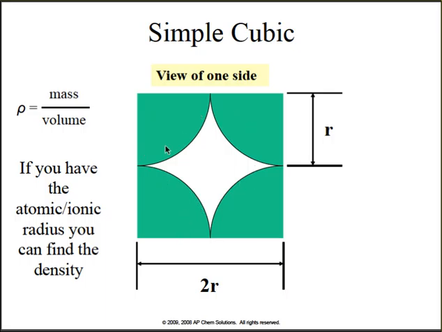If you look at only one face, you notice this is the radius of the atom, this is the radius, and this would be the center of the atom right there. So in a simple cubic, the edge of the cell is made up of 2R, two radii, and the volume would be built from that. Remember, the density, P here, is equal to mass divided by volume.